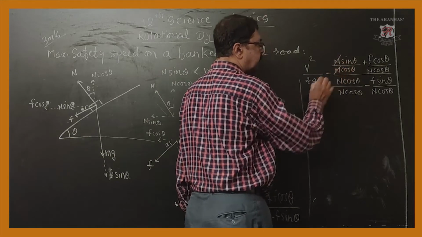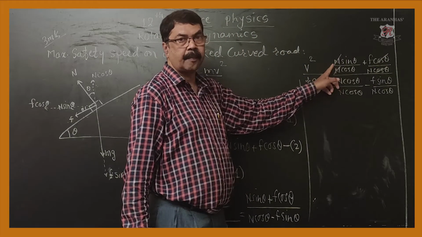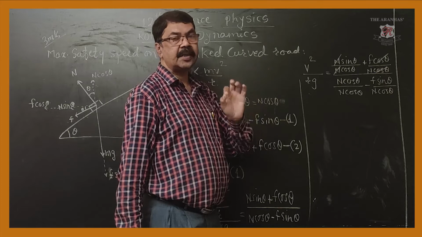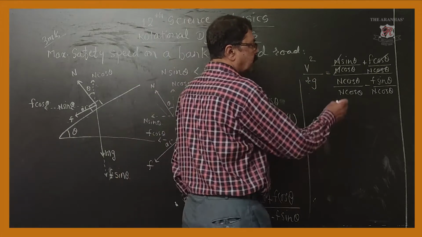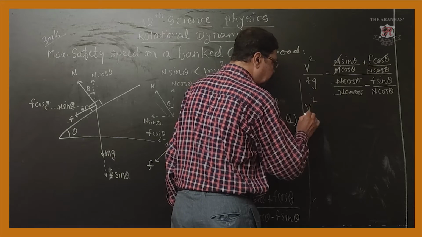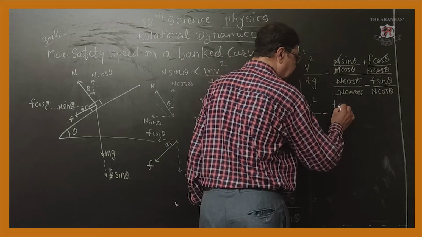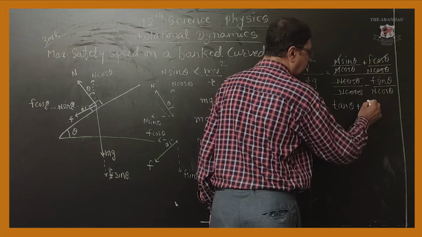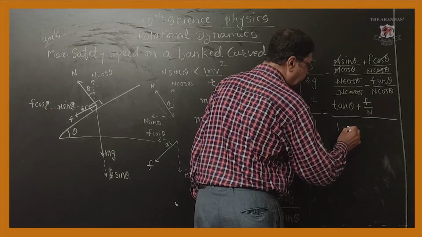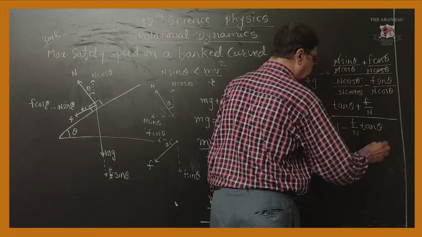Here N gets cancelled. Here cos theta gets cancelled. Again repeating, you are not supposed to cut like this in the exam. It is for understanding purpose. Don't scratch it or cut it using pencil also. This N cos theta cancels out and here nothing cancels out. So what is the value of v square upon rg now? Check. Sin theta upon cos theta is tan theta plus here f upon N. What is the value in the denominator? This comes out to be 1 minus f upon N, again sin theta upon cos theta is tan theta.